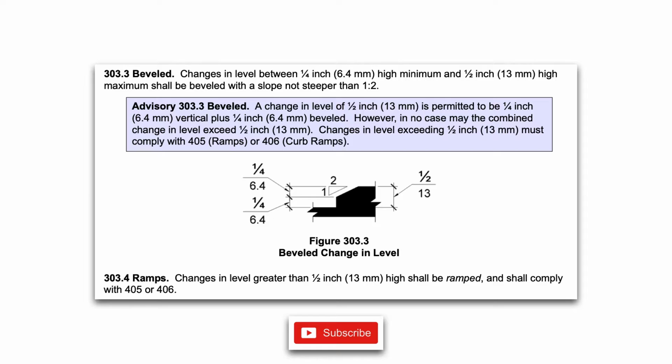So in regards to flooring, anytime you change from one floor to another floor, from inside, outside the building, etc., you can see here that the change in level between 1/4 inch height minimum and 1/2 inch height maximum shall be beveled with a slope not steeper than 1 to 2. Changes in level greater than 1/2 inch high shall be ramped and shall comply with 405 or 406. And again, you can go on the ada.gov website to look up what that is.